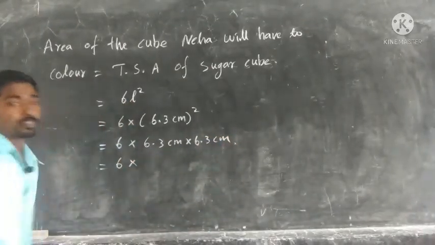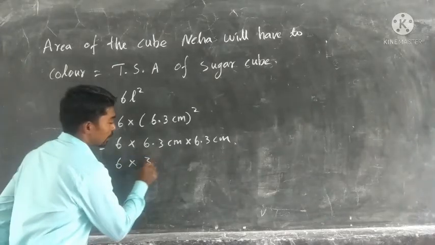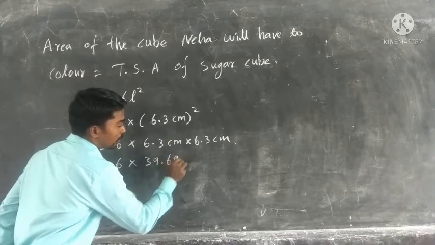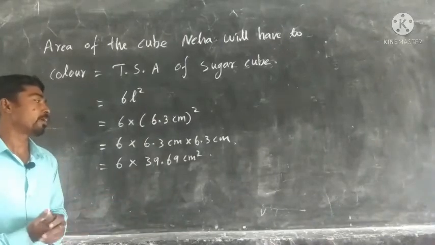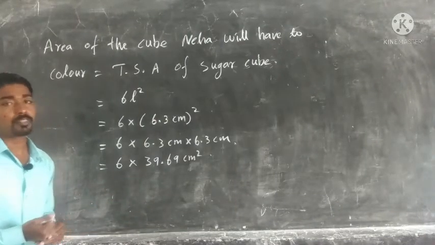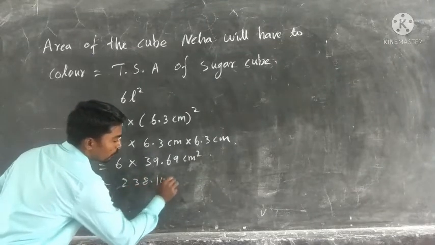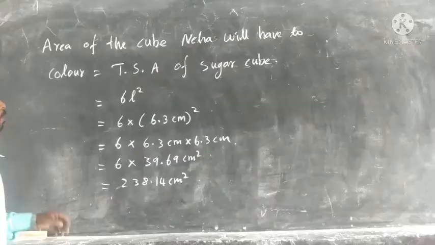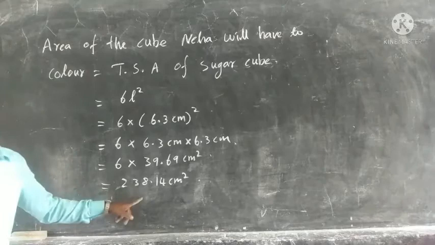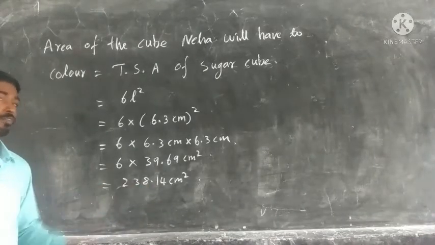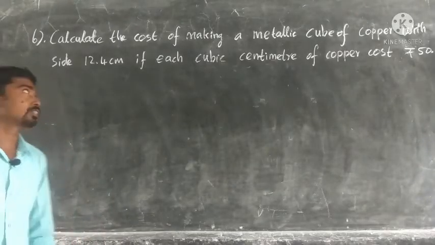6 into 6 into 6.3 into 6.3, you will get 39.69 square centimeter. 6 into 39.69 square centimeter, 238.14 square centimeter. Therefore, area of cube Megha will have to color is equal to 238.14 square centimeter. Next question, question number 6.